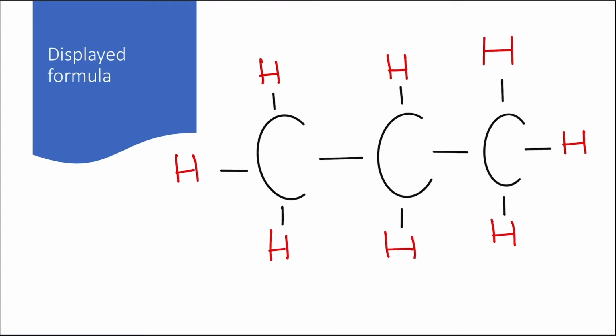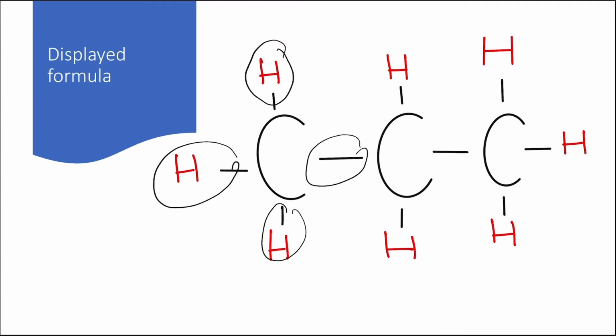Next, we have a displayed formula. The displayed formula represents the molecules by showing all the atoms and all of the bonds between those atoms. It's actually a very painstaking job to draw this out. So in this case, we have a C3H8 molecule. And so you would draw the 3 carbon atoms in the center, and then you would show the bonding between the carbon and the hydrogen and also in between the carbons.